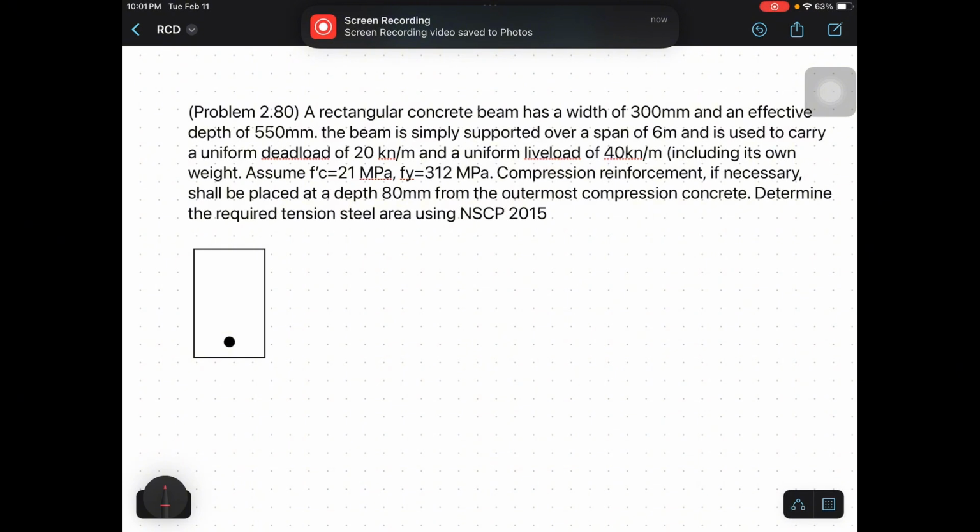A rectangular concrete beam has a width of 300 mm and an effective depth of 550 mm. The beam is simply supported over a span of 6 meters and is used to carry a uniform dead load of 20 kN per meter and a uniform live load of 40 kN per meter, including the weight of the section, so that is under the dead load.